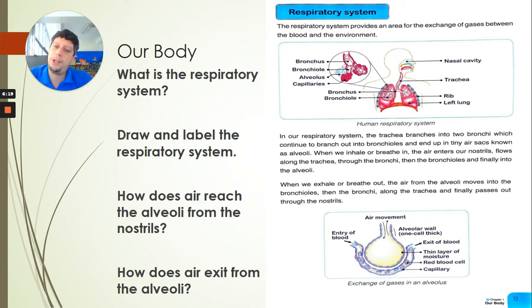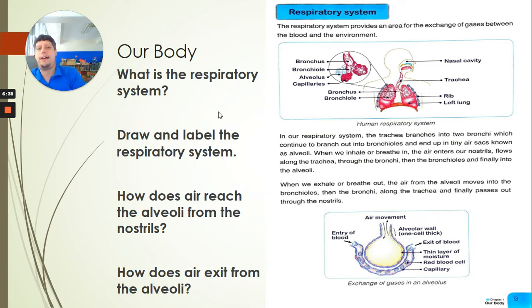And then the question, how does air reach the alveoli from the nostrils? So it starts at the nostrils, how does it get to the alveoli? Second question, how does air exit from the alveoli? Okay, breathe in, breathe out. That is what the question is asking you.